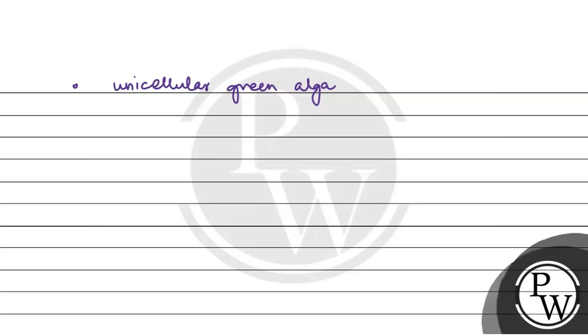Ye jo family ko belong karta hai, its family name is Polyphysaceae. Polyphysaceae family ko ye belong karta hai and it is found in the subtropical waters.